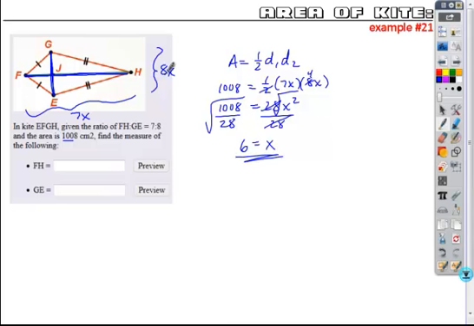Once you plug that in, you can substitute in here 7 times 6 gives you FH is 42, and GE is 8 times 6, which would be 48. Now you won't enter the units on these, but they're centimeters because of the given units, but these would be your two values.